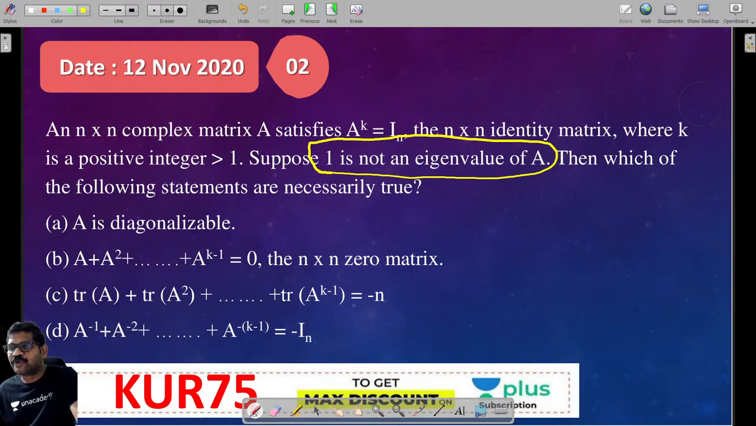Okay, now the main condition is A power K equal to I. Another condition is 1 is not an eigenvalue of A. With the help of these two points, we can solve this problem very easily. It is a concept based question. Observe.